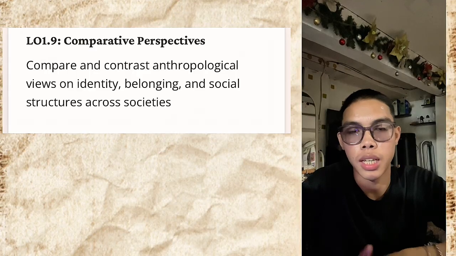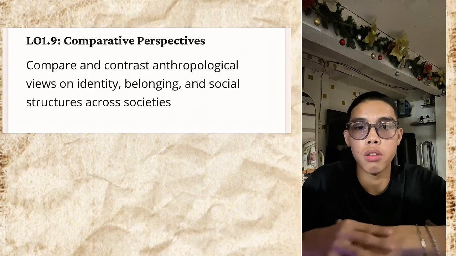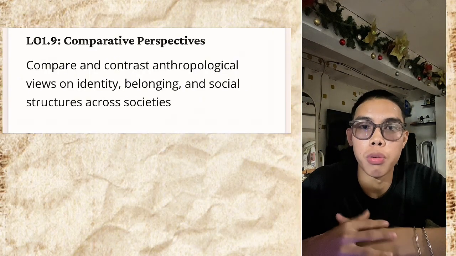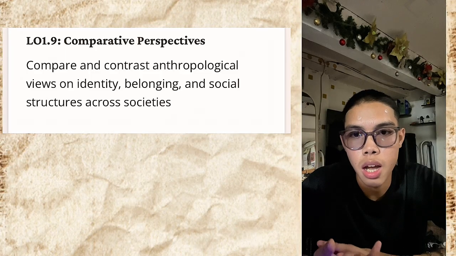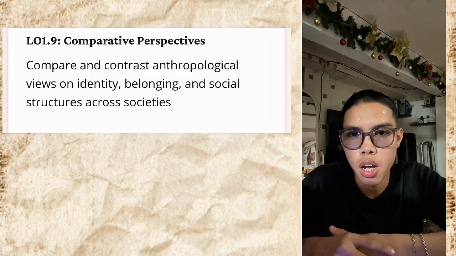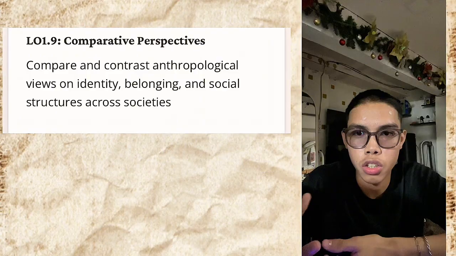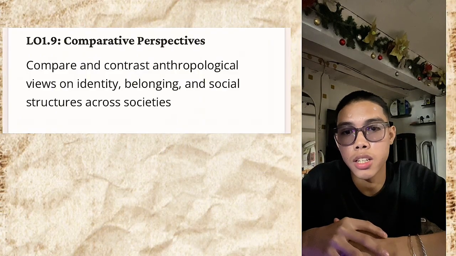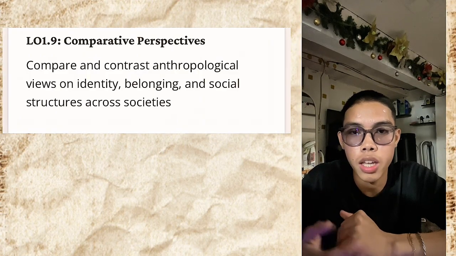The second is Learning Objective 1.9. This compares and contrasts how the self appears in anthropological perspectives. How similar are these views? How do they differ? You will compare how societies understand identity, belonging, and social roles.